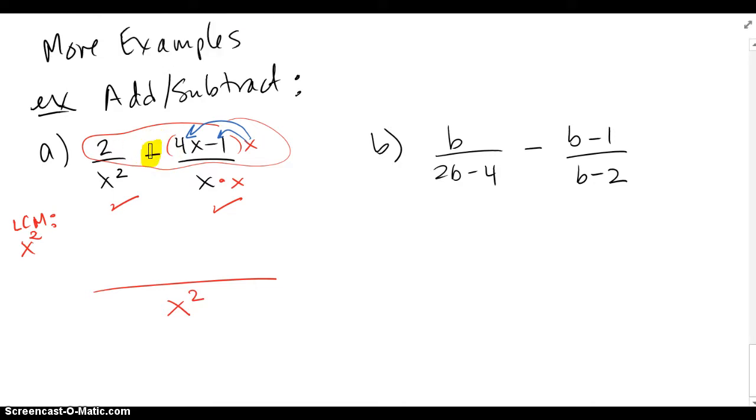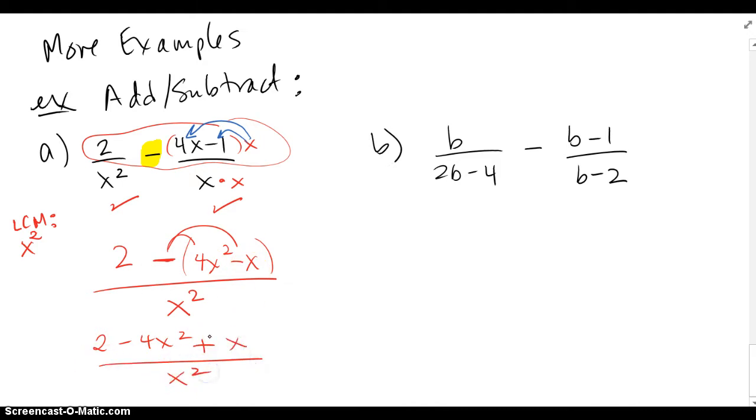So I'm going to be very careful, and that's going to give me 4x squared and a minus x. However, that minus is going to apply to everything. So I'm going to put it in parentheses and I'm going to carry down the 2. I will distribute the minus shortly. For now, all I've done is distribute the x from the back. That's going to give me 2 minus 4x squared plus an x all over x squared.